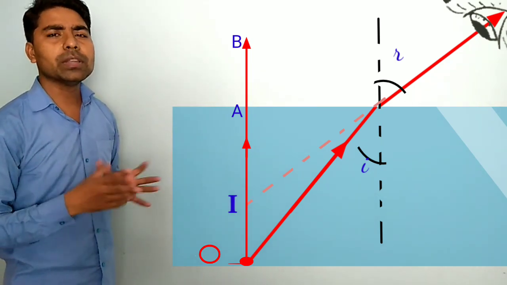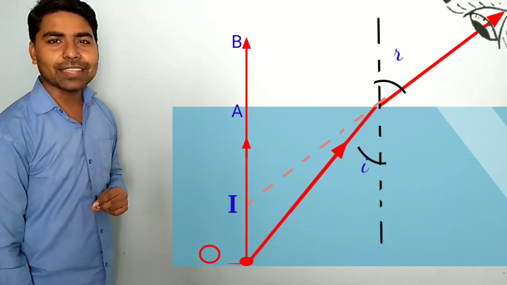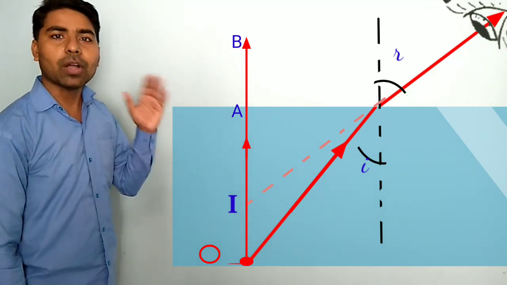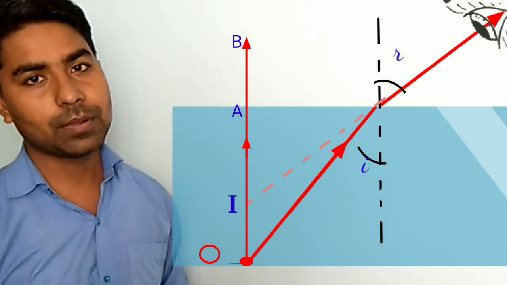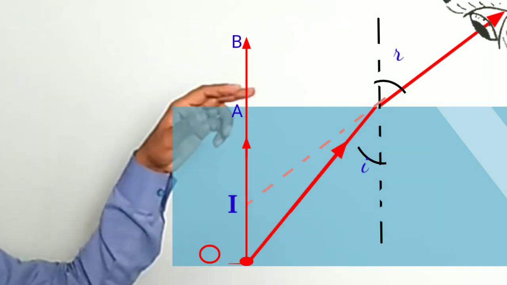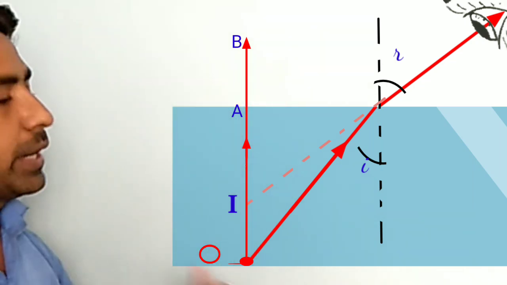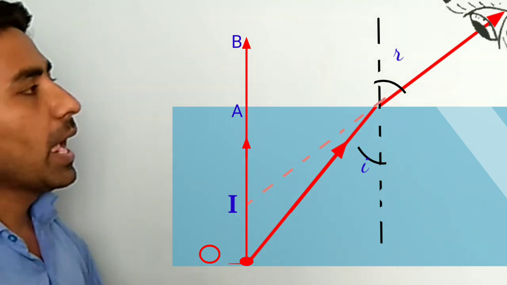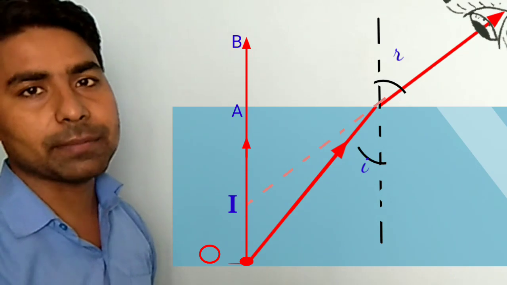But where is the object? At the bottom, while it appears at the position of I. So this I is the apparent image of the real object which was lying under the glass slab. So what is real depth here? From the surface, suppose this point is A, the object point is O, and the image is I. From point A to point O, that is OA, this distance is called real depth, and from A to I, this distance is called apparent depth.